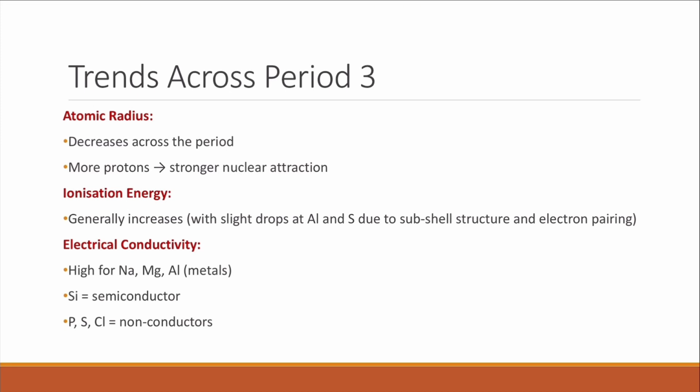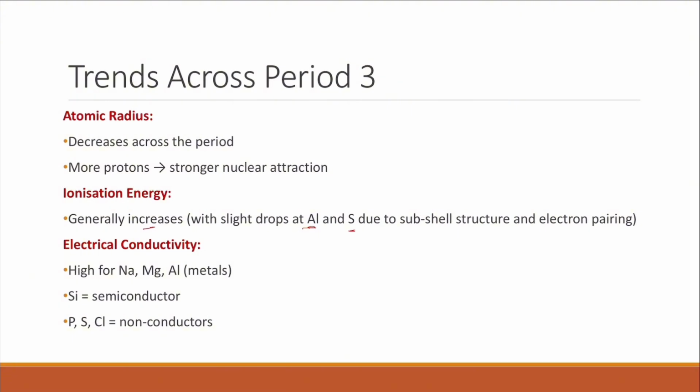This is because there are more protons as you go to the right, so there will be stronger nuclear attraction. Ionization energy generally increases, but there is a slight drop at aluminium because the electron is now being removed from the 3p orbital, which is further away from the nucleus and more shielded by the 3s orbital. And for sulfur as well, because in comparison with phosphorus, the electron is removed from an orbital with paired electrons.